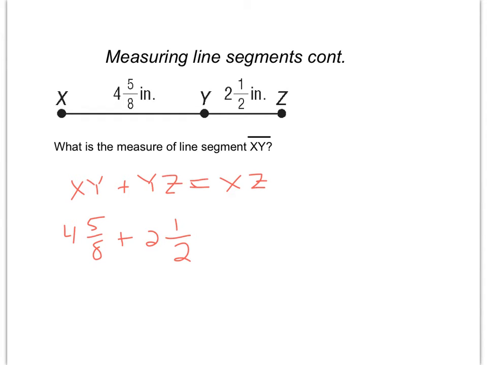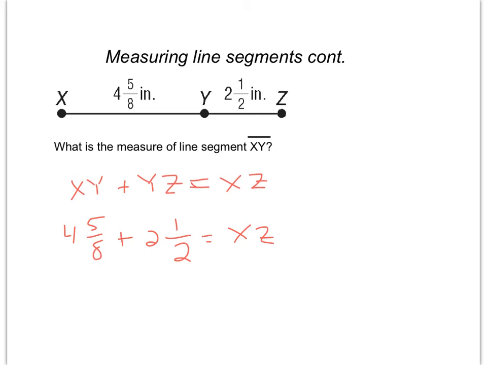Okay, before I add those up, I want you to know if I ever write xy or yz or xz without the little symbol up above, that means measure. So if you ever see xy with no symbol, I want the measure of xy. So the measure of xy is 4 and 5/8. The measure of yz is 2 1/2. If I add those up, I'm going to get the measure of xz.